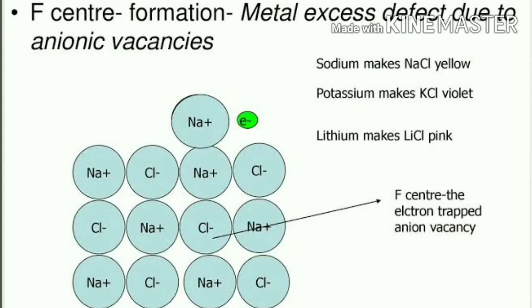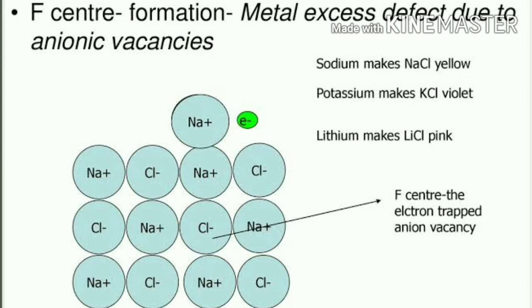Alkali halides like NaCl and KCl show this type of defect. When crystals of NaCl are heated in an atmosphere of sodium vapor, the sodium atoms are deposited on the surface of the crystal. The chloride ions diffuse to the surface of the crystal and combine with Na atoms to give NaCl.